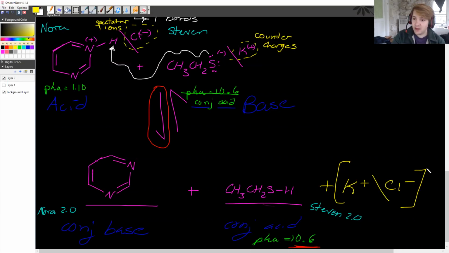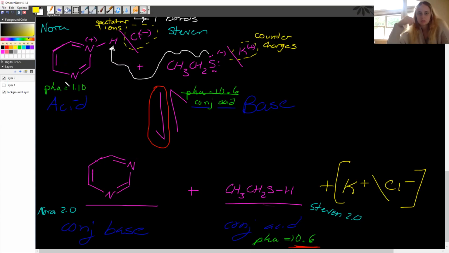Cool. How do we feel about acids and bases? Good, good, not so good, bad, don't understand it at all. I have a question. Sure. So in the first acid, there's an N and then it's plus. So why does it become neutral in the conjugate base?